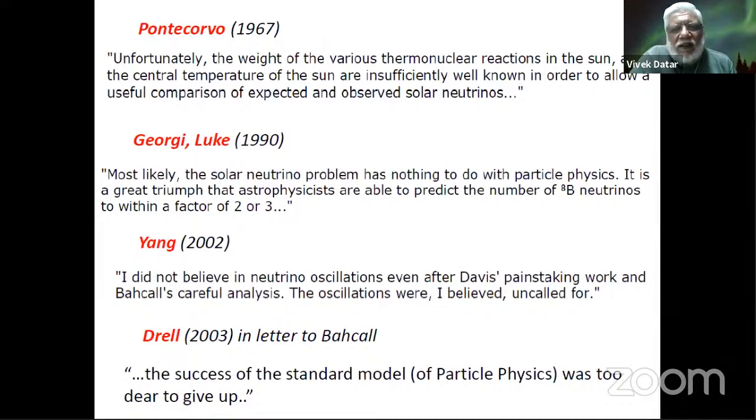And Drell says in a letter to Bahcall, the success of the standard model of particle physics was just too dear to give up, because oscillations mean that neutrinos are massive. The masses might be tiny, but they are non-zero. That's the main thing. And so this is outside the purview of the standard model. You have to fix the standard model. And so they said that the success of the standard model was too great, too dear to give up.